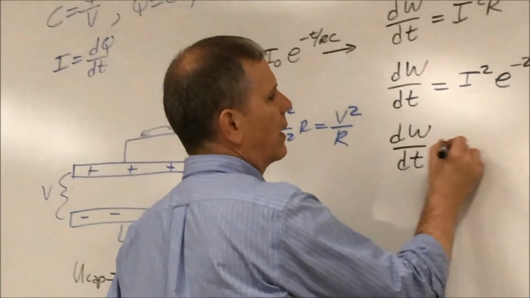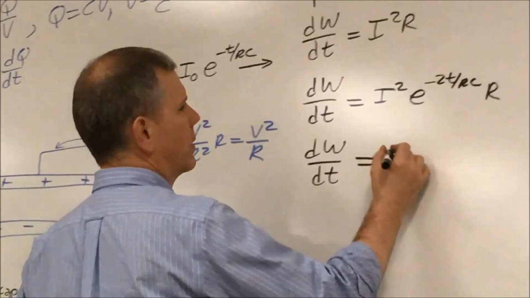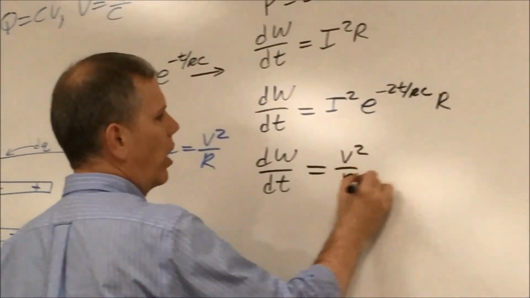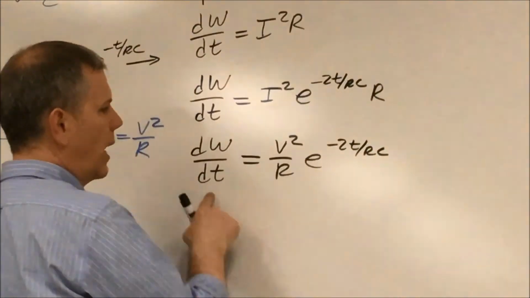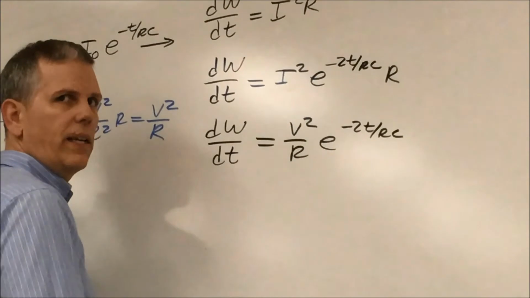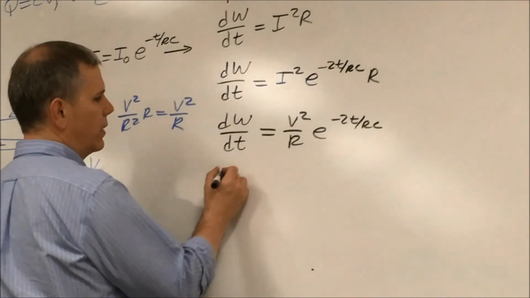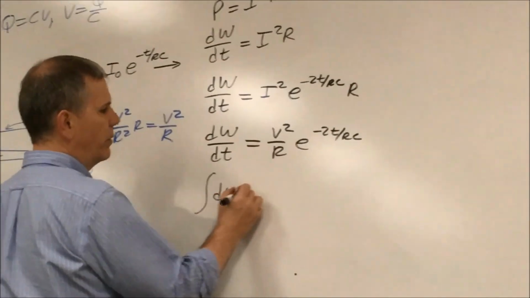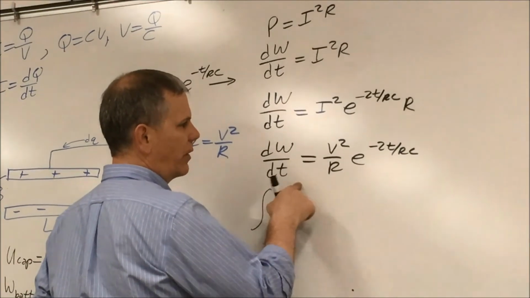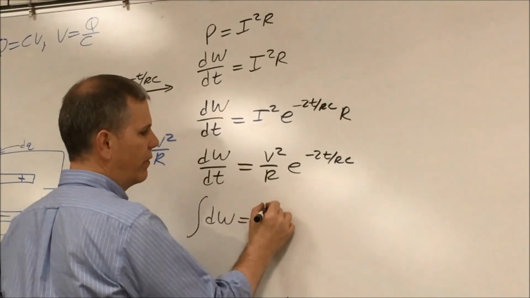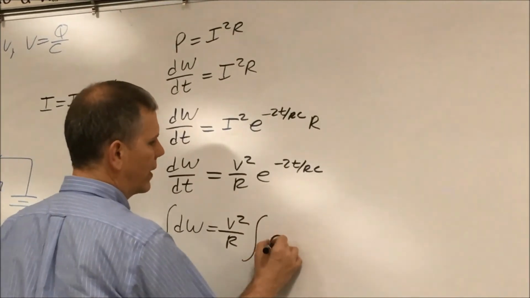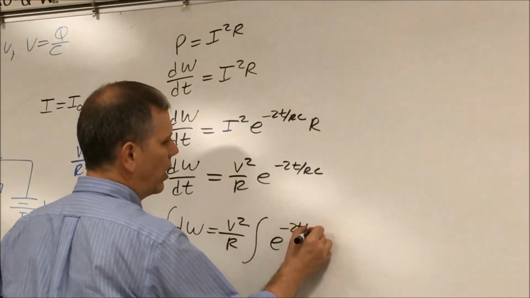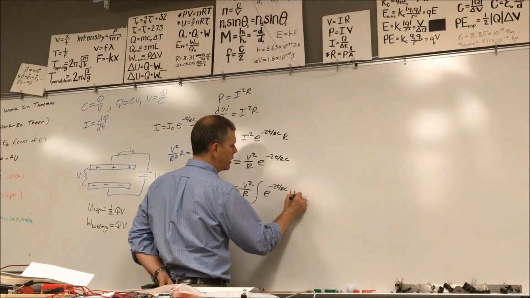Anyway, so this becomes V squared over R e to the minus 2t over RC. I'm going to multiply by the dt to the other side so we can do an integral. So now we get dW, the integral on that side. Can I take out the constants? So I get V squared over R, the integral of e to the minus 2t over RC times dt.